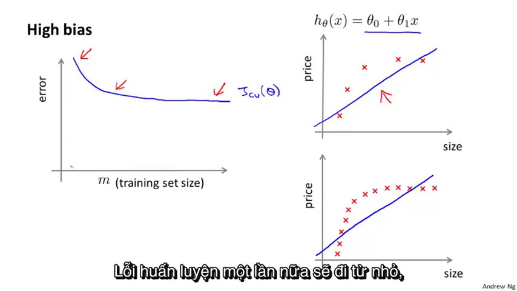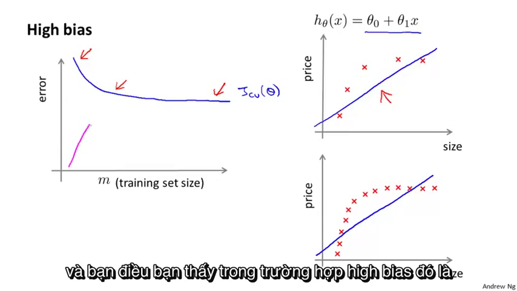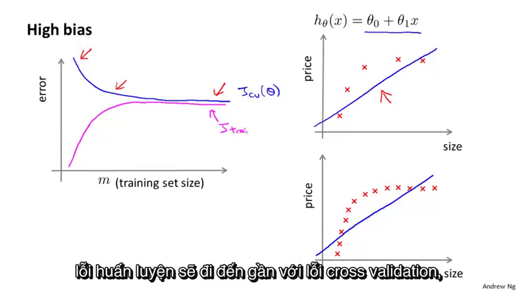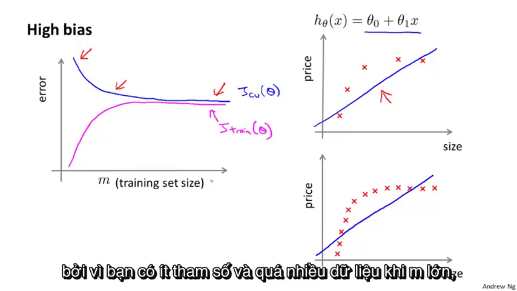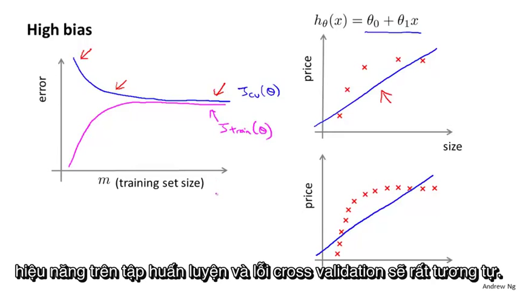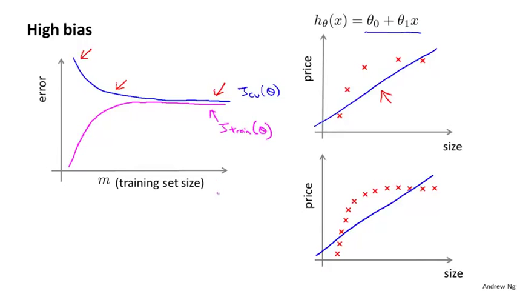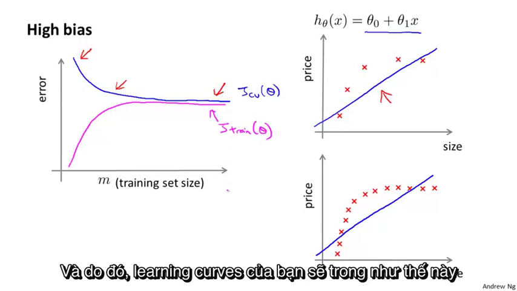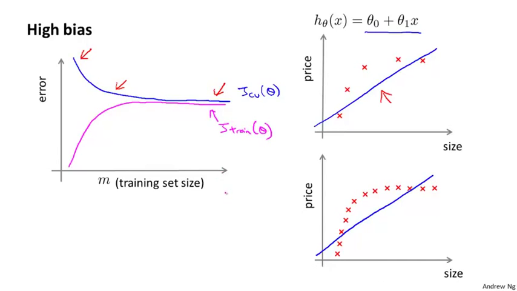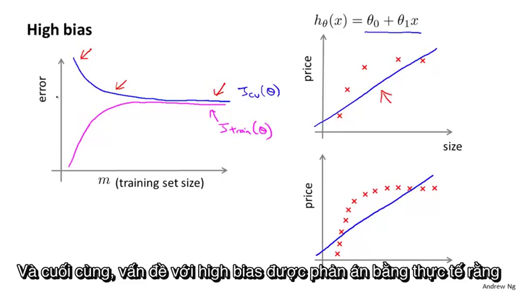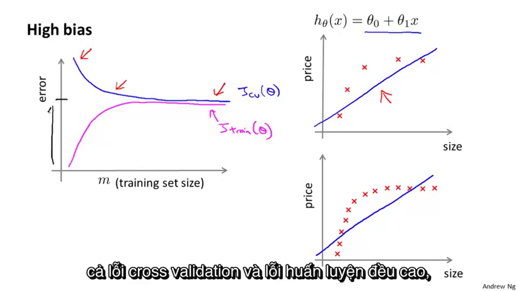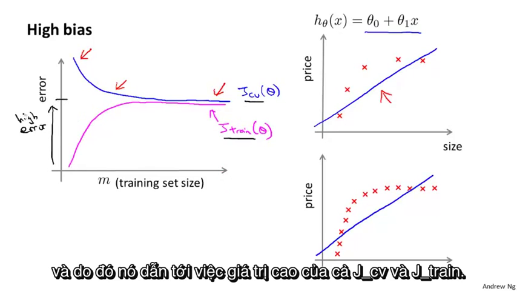Well, the training error will again be small, and what you find in the high bias case is that the training error will end up close to the cross-validation error. Because you have so few parameters and so much data, at least when m is large, the performance on the training set and on the cross-validation set would be very similar. And so this is what your learning curves will look like if you have an algorithm that has high bias. And finally, the problem of high bias is reflected in the fact that both the cross-validation error and the training error are high, and so you end up with a relatively high value of both JCV and JTrain.